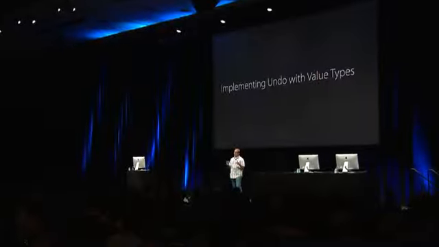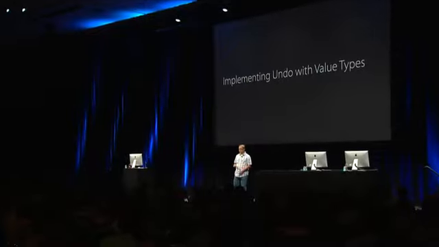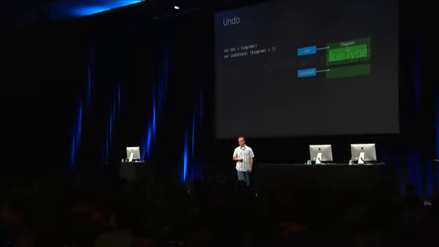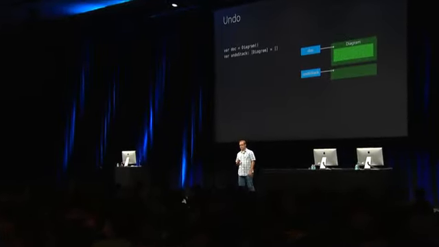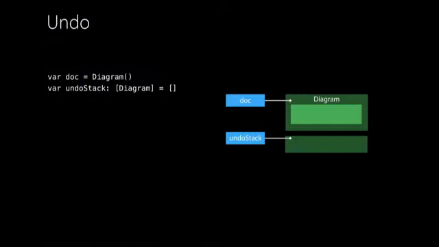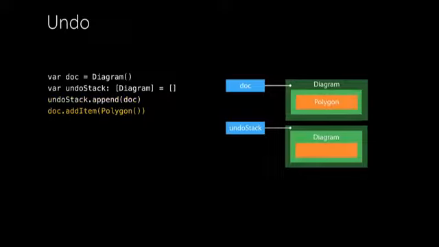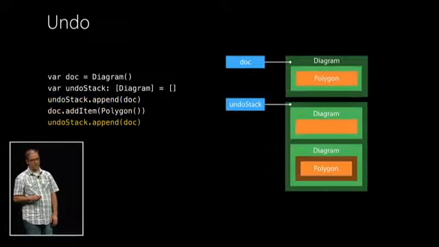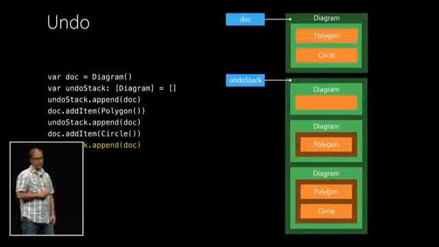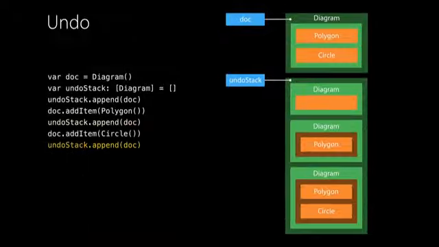So now I want to look at a really cool feature we can do now that we have a model type implemented as a value, and implement an undo stack. So I'm going to create a diagram and an array of diagrams. And then with every mutation, I'm going to add my doc to my diagram array. So I create it and append. I add a polygon and append it to the undo stack. I create a circle and append that to the undo stack.